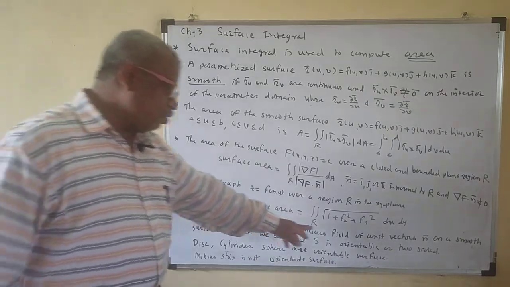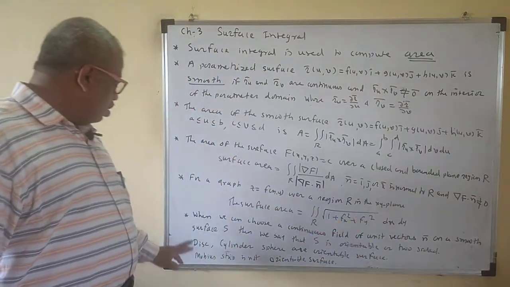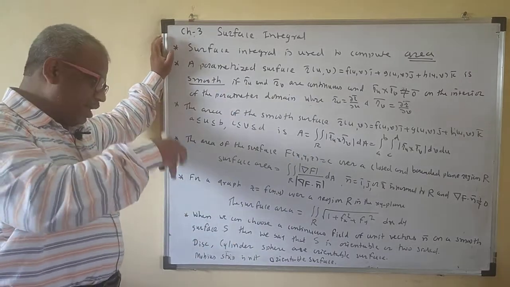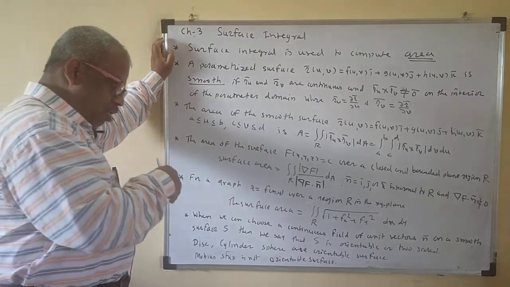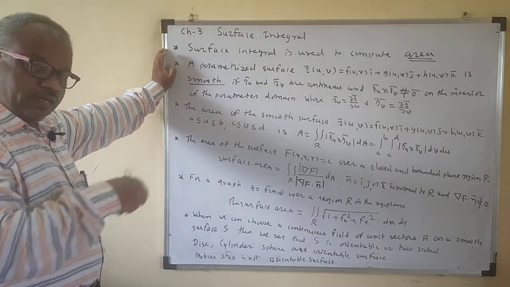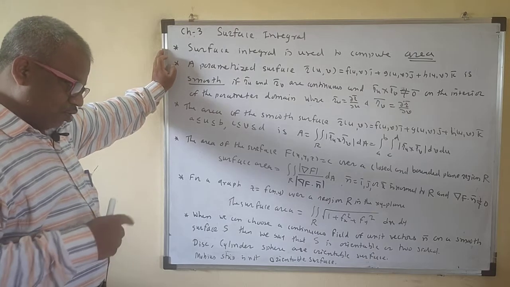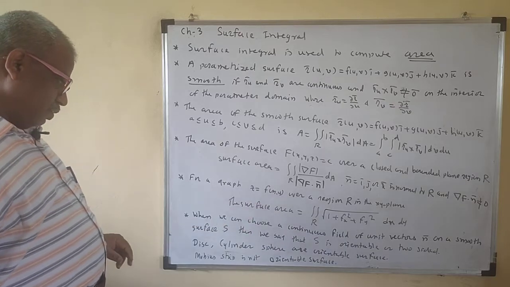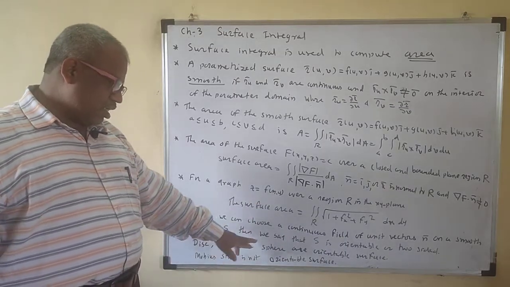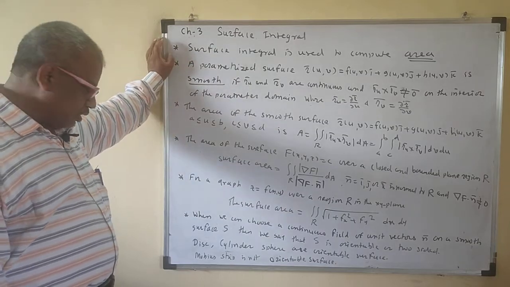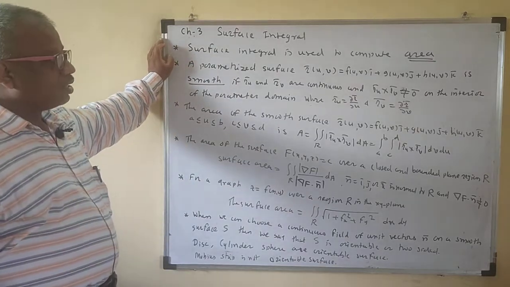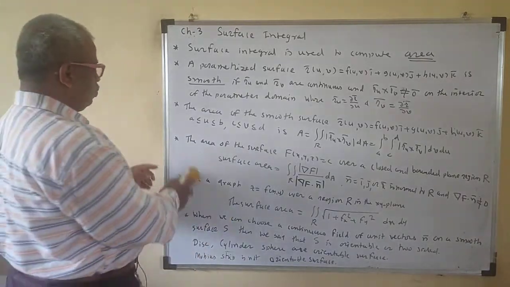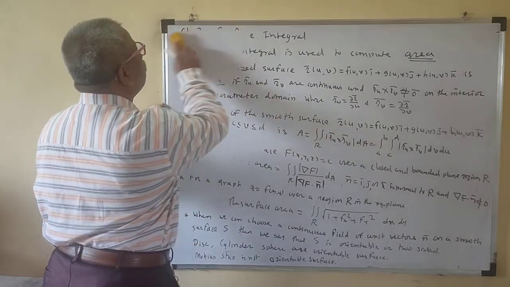When we can choose a continuous field of unit vectors n bar on a smooth surface S, then we say that S is orientable. That means if you can find a unit vector for that smooth surface, then it is called an orientable surface. Cylinders and spheres are orientable surfaces. But a Mobius strip is not. What do you mean by Mobius strip? You can see it on the internet also.